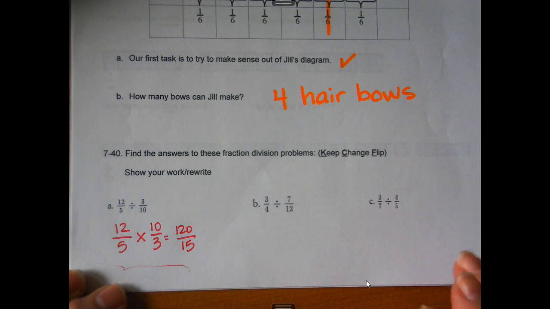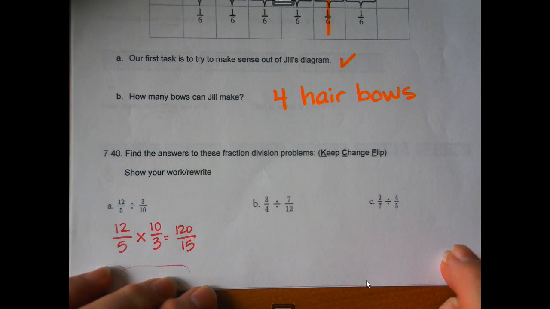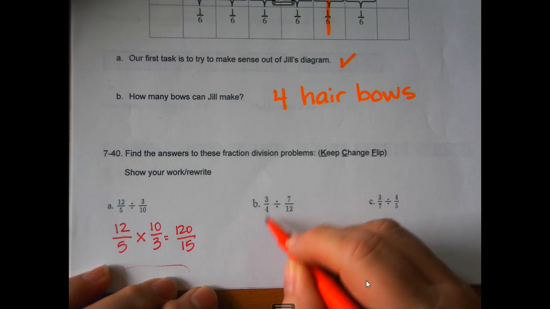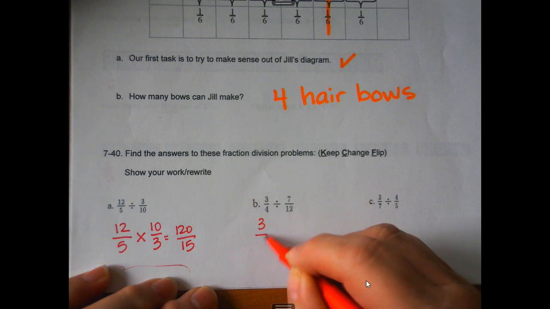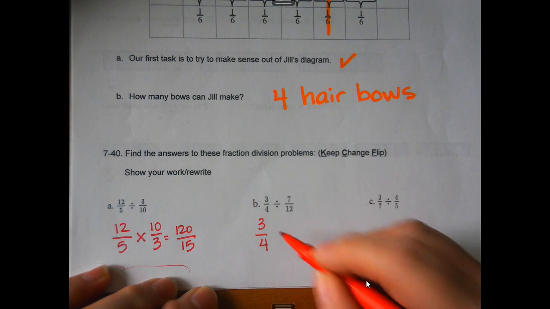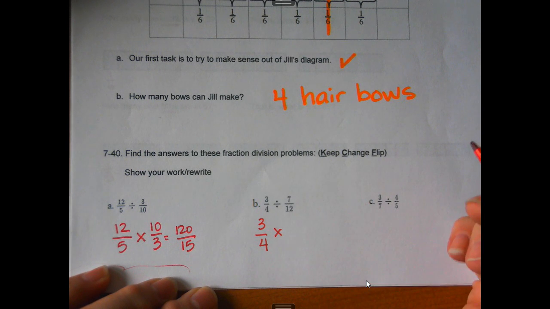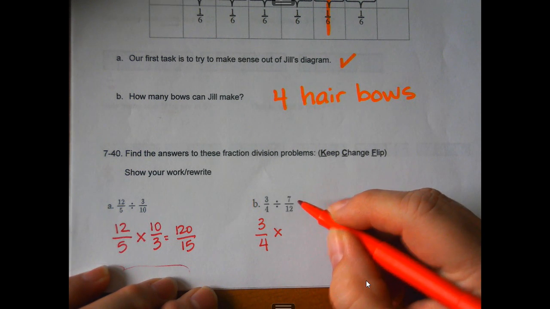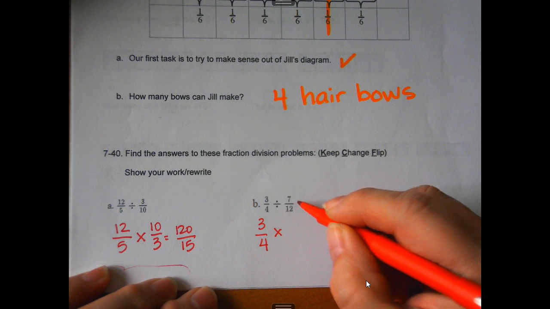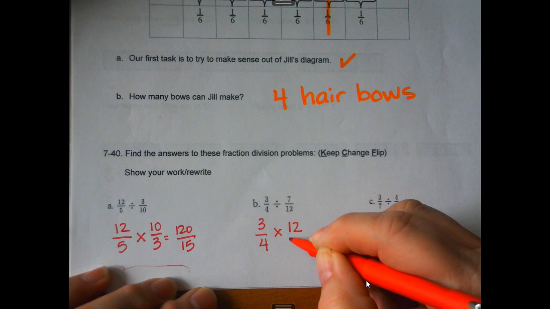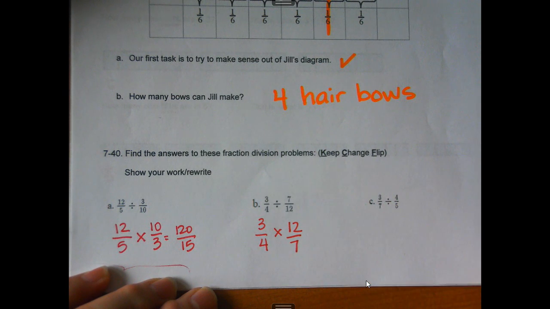All right, let's take a look at the rest of the answers for problems 7 to 1 from the last time. For letter B here, we're still using our keep, change, flip, and we keep the first fraction as 3/4. We change the division sign to multiplication, and then we flip the second fraction to its reciprocal. So 7/12 changes to the reciprocal of 12 over 7.